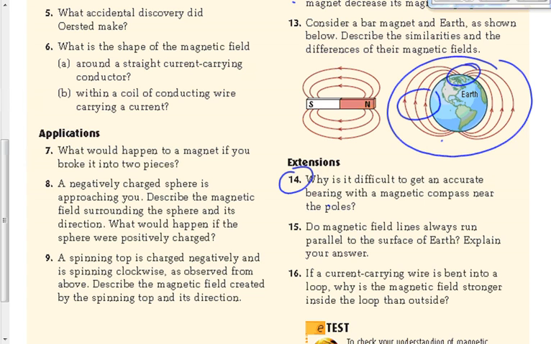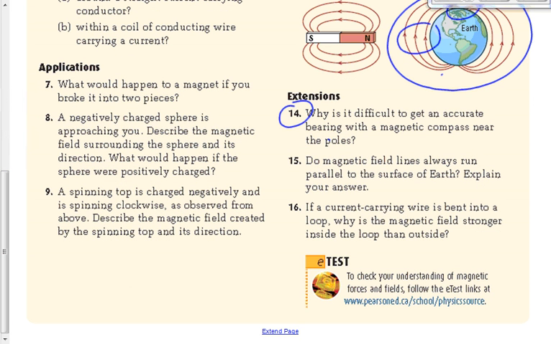Let's take a look at 16, the last question here. If a current carrying wire is bent into a loop, why is the magnetic field stronger inside the loop than outside the loop? I like this question actually. This is a good one to finish off with. It's a bit of a tricky question, but I think it's a good understanding question. Who thinks they have an answer to that?